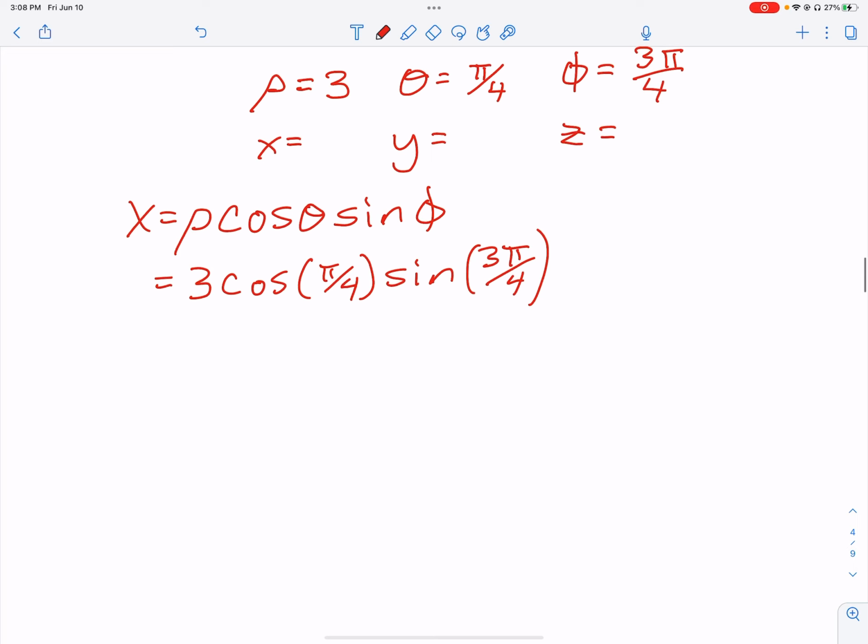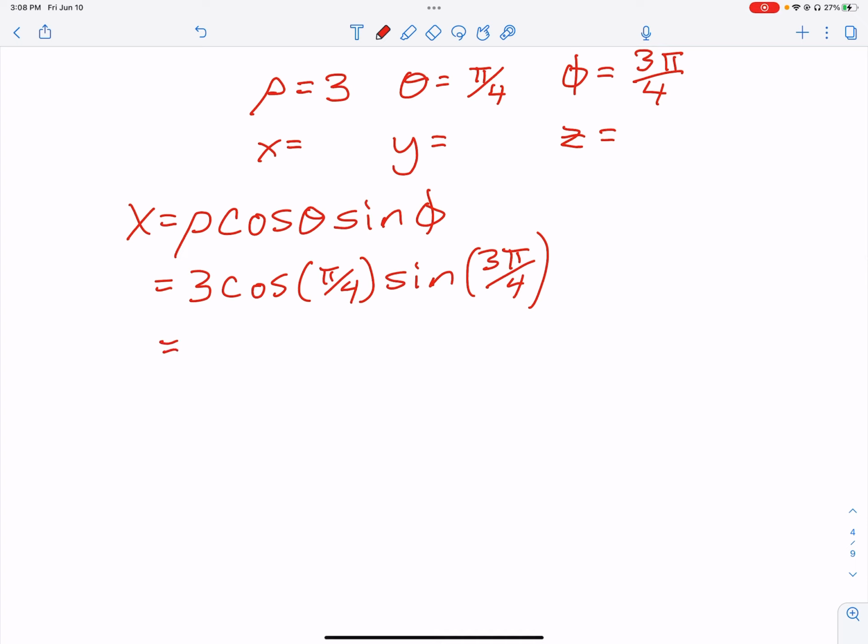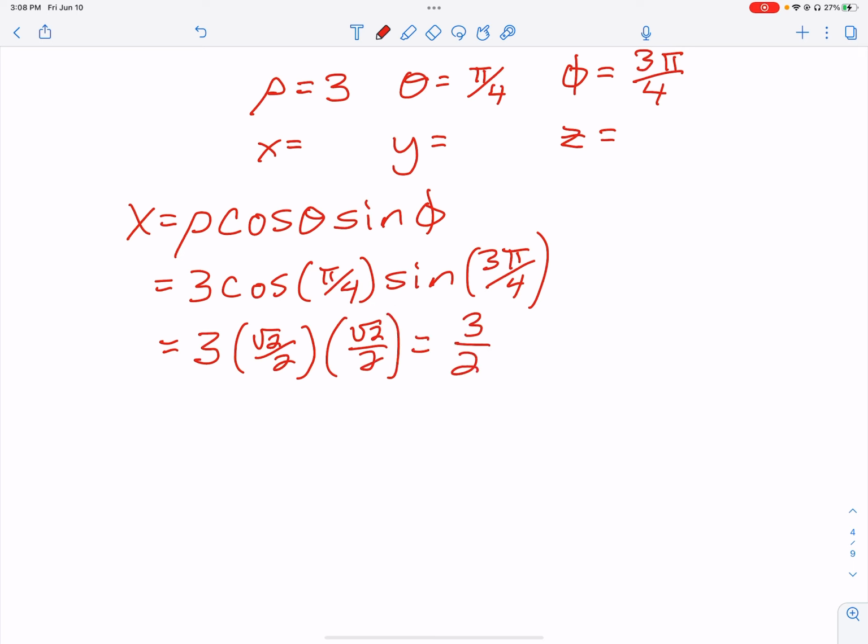All right, I hope you know your trig. I will recommend a calculator if you're rough on your trig. I'll put that in my announcement as well. So 3 cosine of pi over 4, that is rad 2 over 2. Sine of 3 pi over 4, that's in the second quadrant. We just get rad 2 over 2. Once we multiply all this out, we get 3 over 2. So x is 3 over 2.